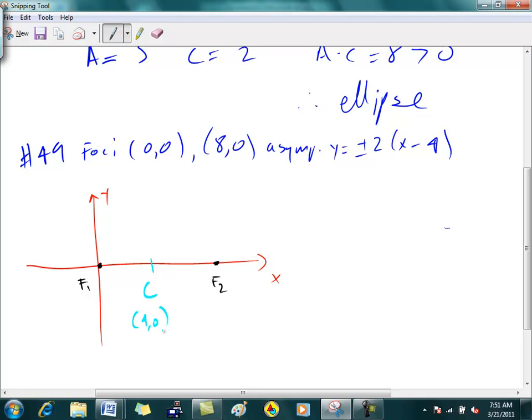So this is a hyperbola, right? The foci have got to be inside. So which way is it oriented? Horizontal or vertical? Horizontal, because the transverse, remember the transverse axis is the line that goes through the foci and the vertices. So the transverse axis is horizontal, means the graph is going to be horizontal.